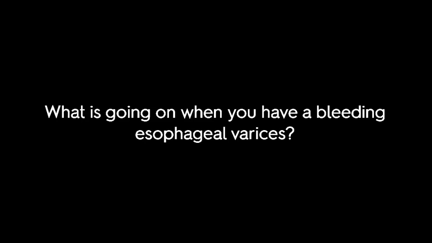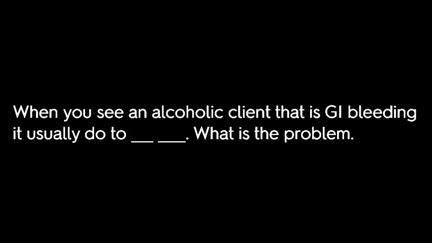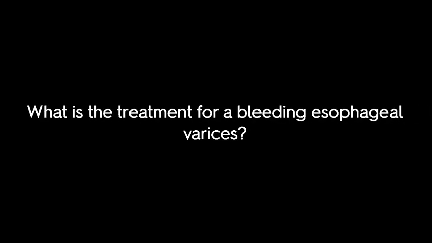What is going on when you have bleeding esophageal varices? Portal HTN forces collateral circulation to form. When you see an alcoholic client that is GI bleeding, it is usually due to blank. What is the problem? Esophageal varices. The problem is that they ruptured.